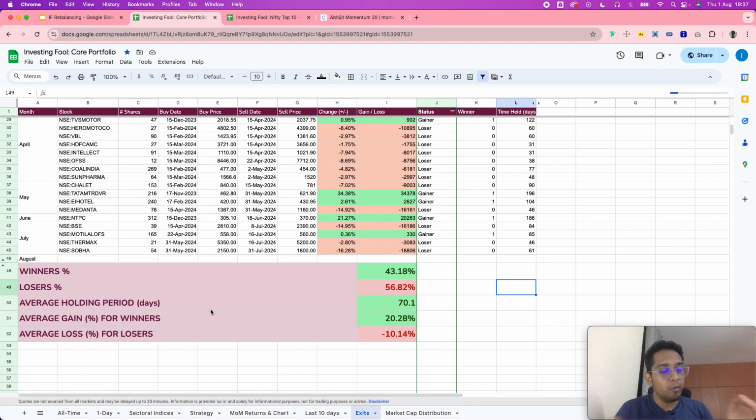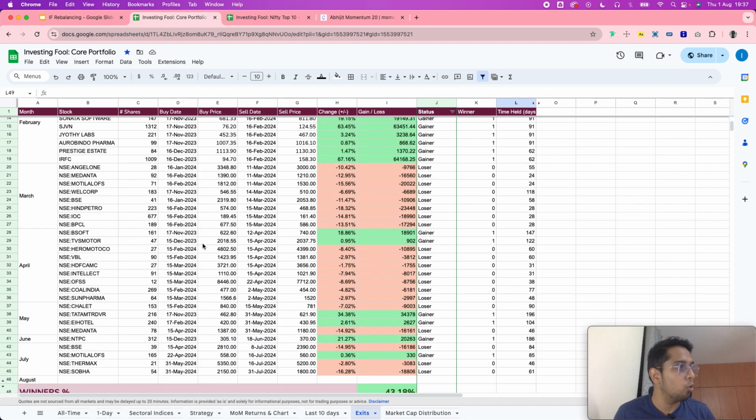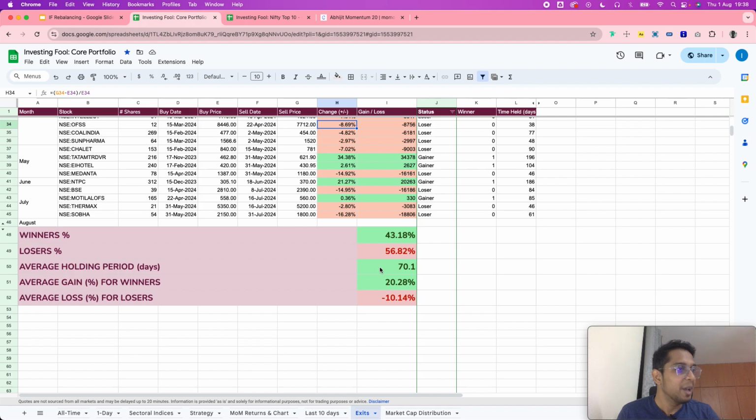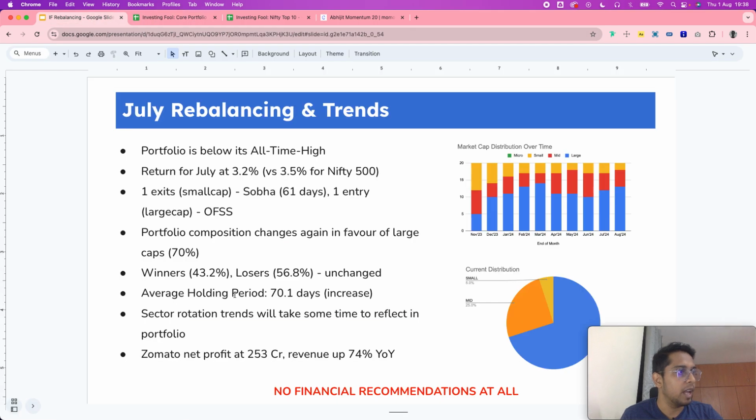So the winners are few, but the winning margin is more. The losers are much more, and there are repetitive losers also. In fact, OFSS we had already once invested in April. We got out in like 38 days, and it had lost us a fair bit of money, but less than Shobha. Anyway, the average gain for winners usually compensates for the average loss for the losers.